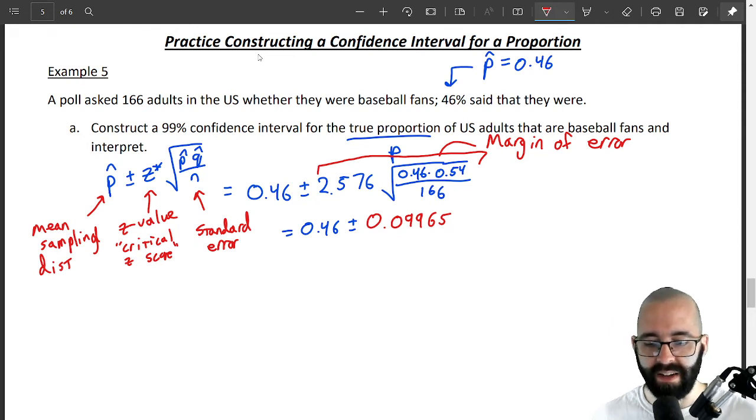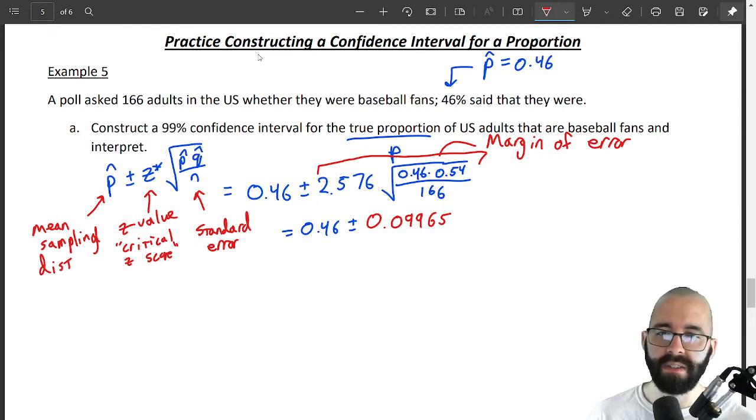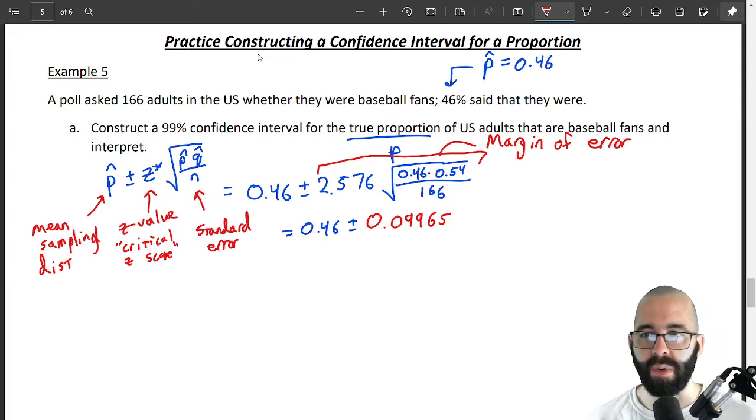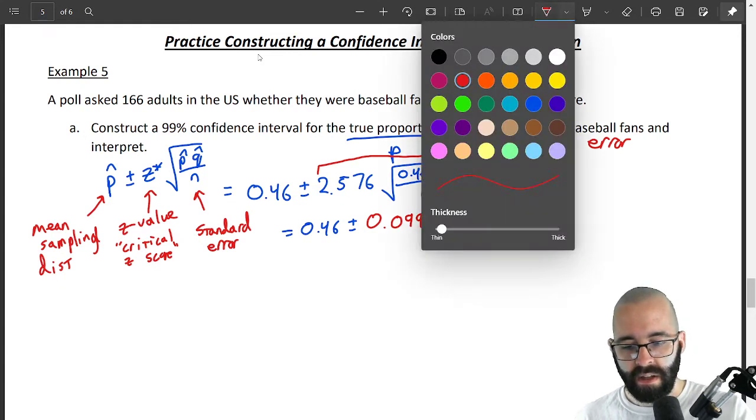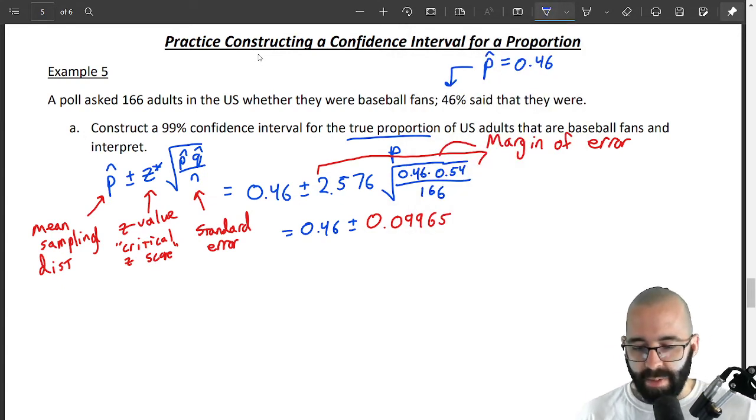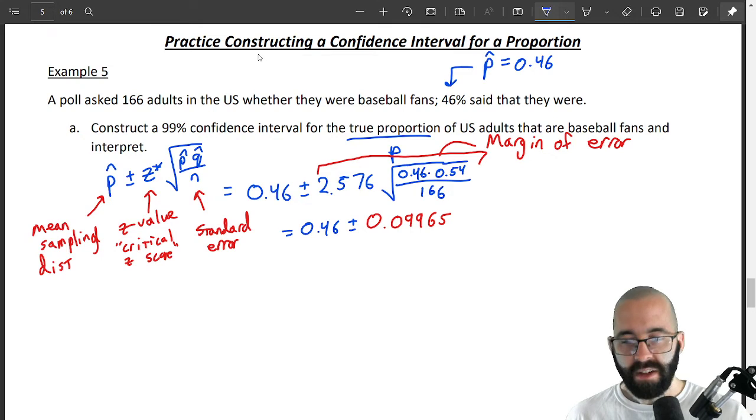You could approximate it. You don't have to have this many decimal places. I think it would make sense to go to 2 decimal places because that's what we have for P. But I was just copying down a bunch. This is our confidence interval.